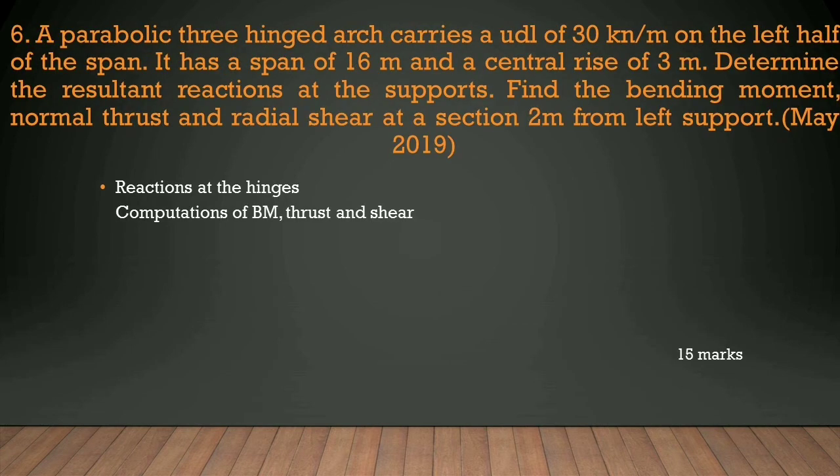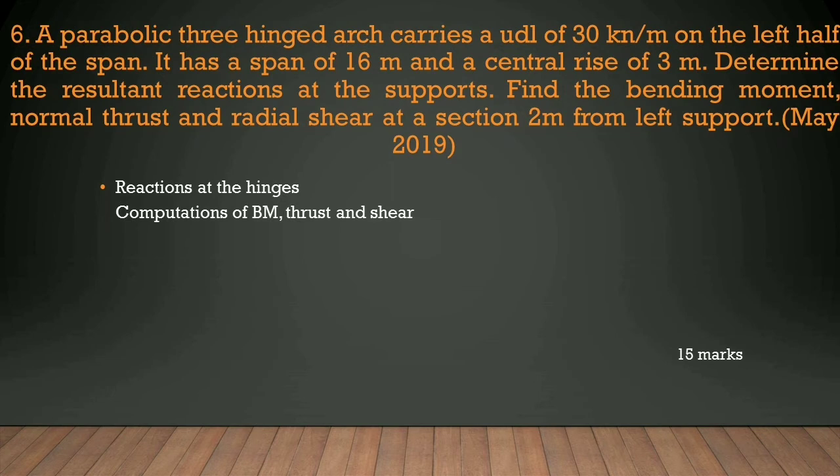Sixth question is a parabolic three-hinged arch carries a UDL of 30 kN per meter on the left half of the span. It has a span of 16 meter and a central rise of 3 meter. Determine the resultant reactions at the supports. Find the bending moment, normal thrust and radial shear at a section 2 meter from the left support. It was asked during May 2019 for 15 marks.